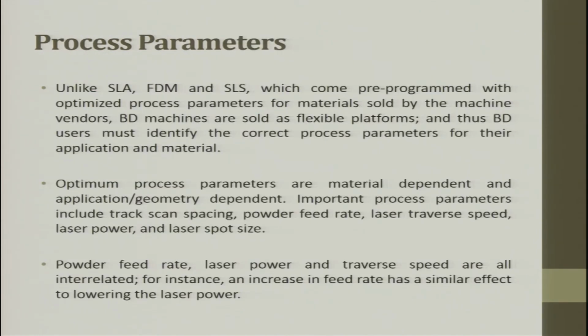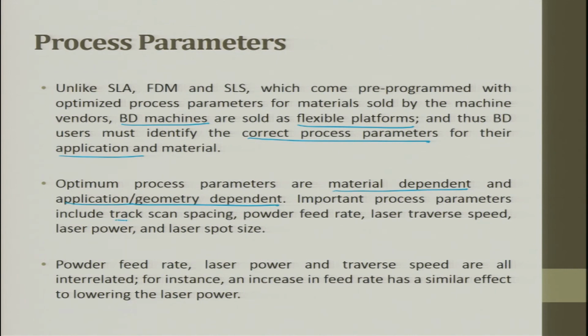So, process parameters. Unlike SLA, FDM, and SLS, which come pre-programmed with optimized process parameters for materials sold by the machine vendor, BD processes are sold as flexible platforms. Thus, BD users must identify the correct process parameters for their application. Optimum process parameters are material dependent and application geometry dependent.